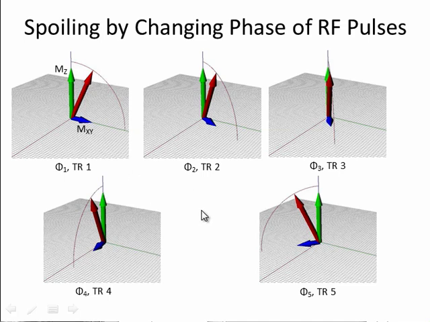And there is a specific equation. Usually the phase is changed as a quadratic function. So the phases are not just randomized, but there's a specific equation which can give you the optimal spoiling by this method.